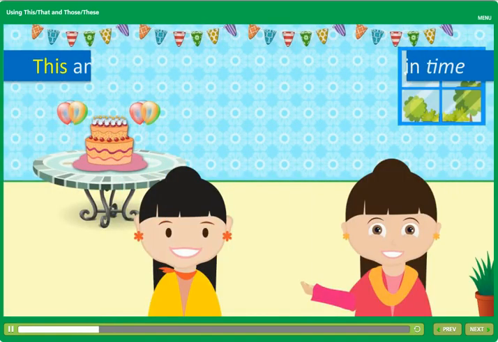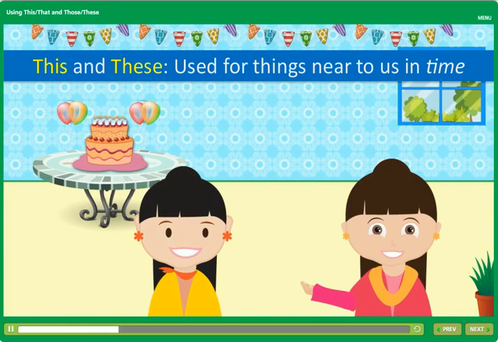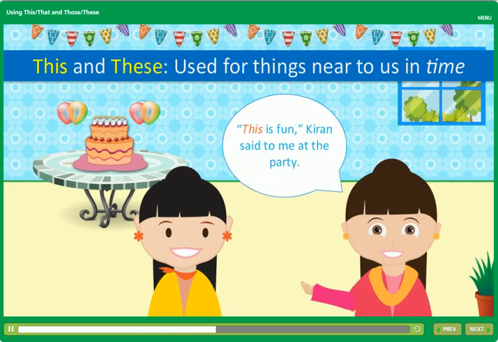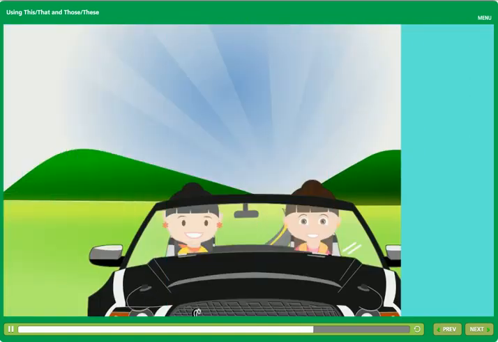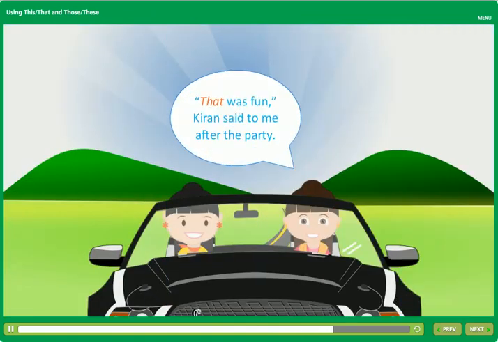This and these are not always used for material things or people. We sometimes use this and these for things that are abstract or near to us in time. We can't see or touch fun, but we know Kiran means fun right now, so she uses this. The party is finished, so it is further to Kiran in time. Hence, Kiran says, that was fun.